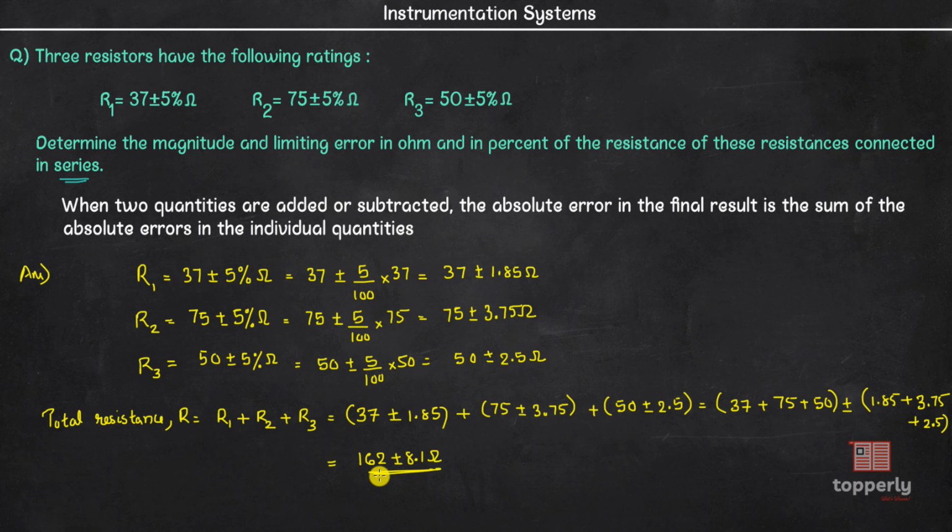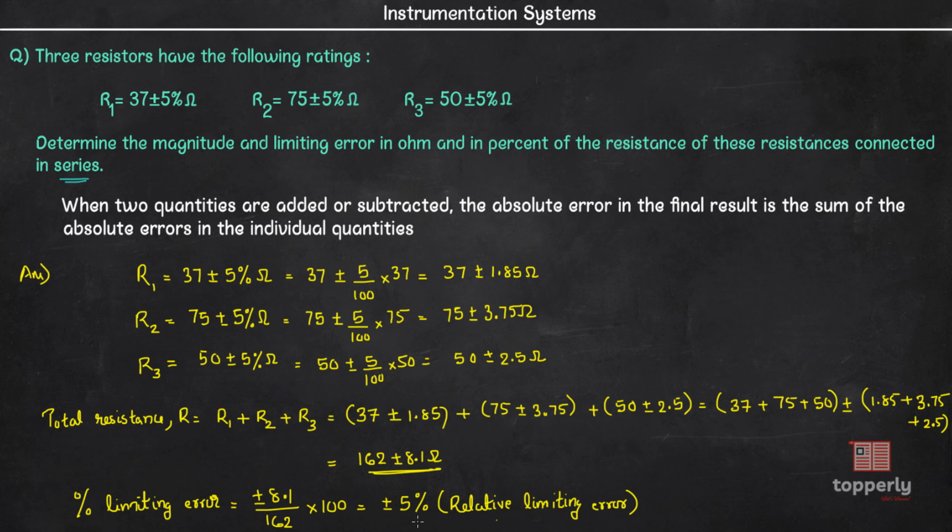Here this 162 ohm is the magnitude of resistance and 8.1 ohm is the limiting error. Also, it is asked to express the limiting error in percentage. Therefore, percentage limiting error is equal to plus or minus 8.1 by true value, which is 162 ohm, into 100, which is plus or minus 5%. And this is relative limiting error.